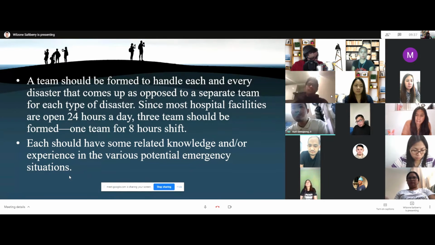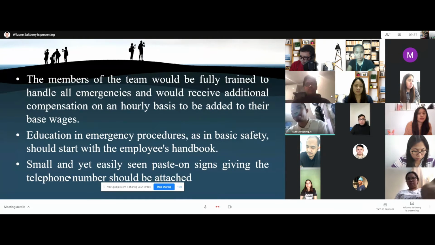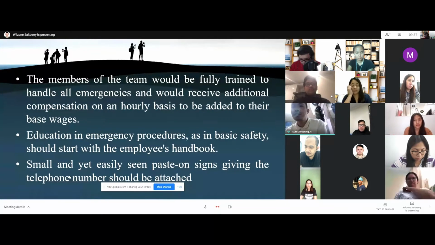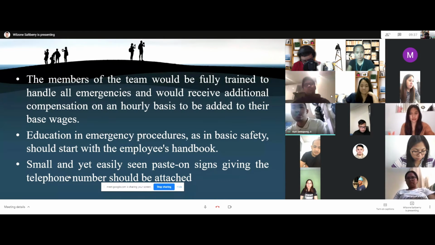Since most hospital facilities are open 24 hours a day, 3 teams should be formed, 1 team for each 8-hour shift. Each should have some related knowledge and or experience in the various potential emergency situations. The members of the team would be fully trained to handle all emergencies and would receive additional compensation on an hourly basis to be added to their base wages.